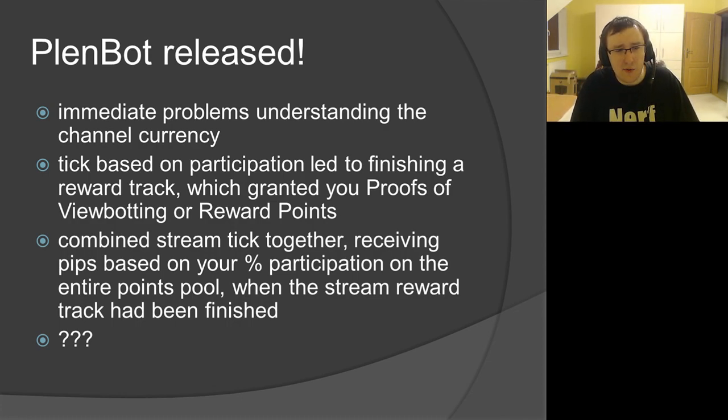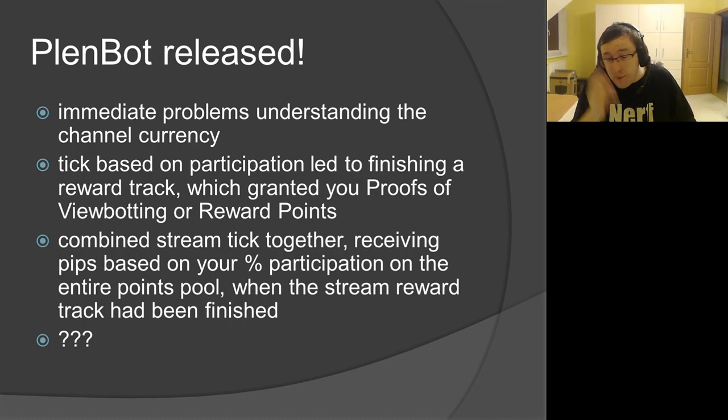So yeah, we had different problems, as you can read. We had tick-based participation, which led to finishing the reward track, which granted you proofs of rewarding or reward points, and you could use these proofs to enter the giveaway. So everyone who did exclamation mark points back then saw they had 200 points. So whenever there was a giveaway, they would type exclamation mark giveaway 200, and it didn't work because they didn't have a single proof of rewarding. This kind of stuff became a problem, especially also in the combined stream reward track. It's percentage based participation. So if you had, I think it was 4.5% or something, 5%.